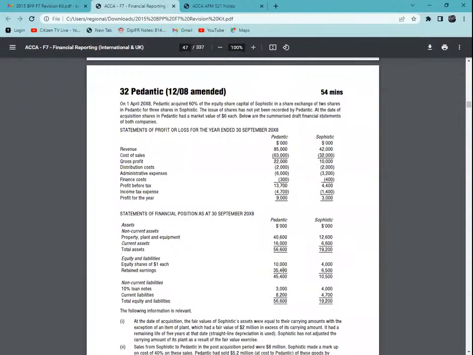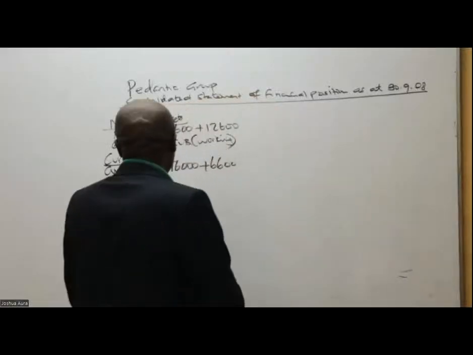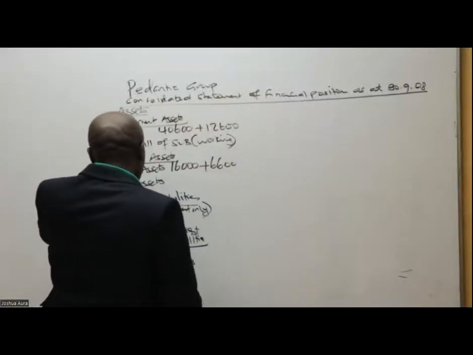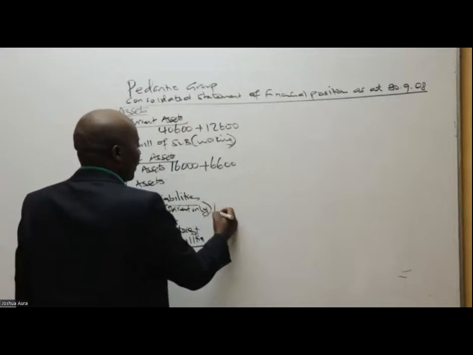So parent only, ladies and gentlemen, parent only share capital. There is a figure of 10,000 for the parent and then we have 4,000 for the subsidiary. For the share capital, we always pick the one of the parent only. So we have 10,000 here.